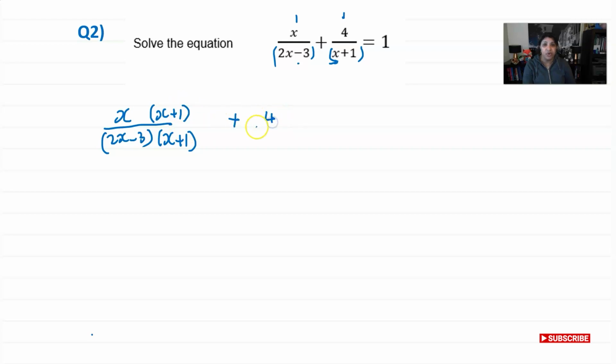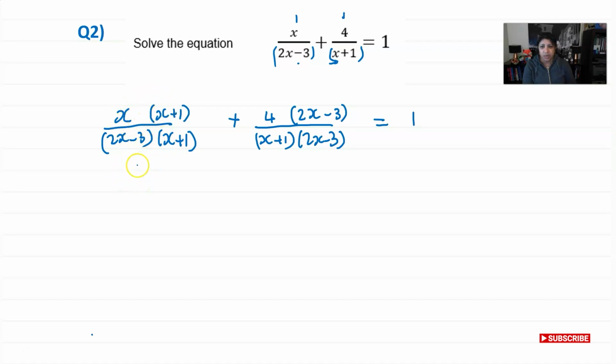Now I have a 4, and then down here I have still x plus 1, but now I need to multiply that with 2x minus 3, so 2x minus 3. Again, I must balance it by multiplying the numerator with 2x minus 3. Okay, so that's equal to 1. So before I combine these 2 fractions, I'm just going to expand first, because you do really need to be very careful when you solve these kinds of equations because there's so many x's here, there's so many numbers. Just do one step at a time.